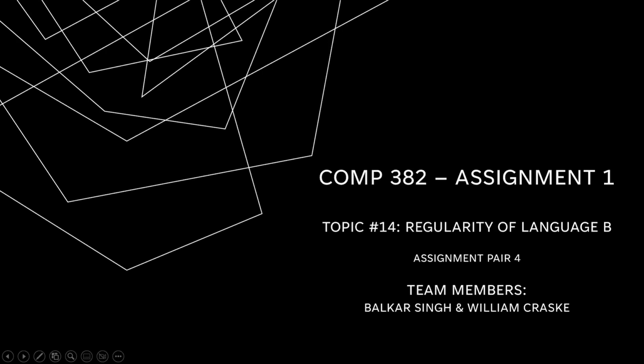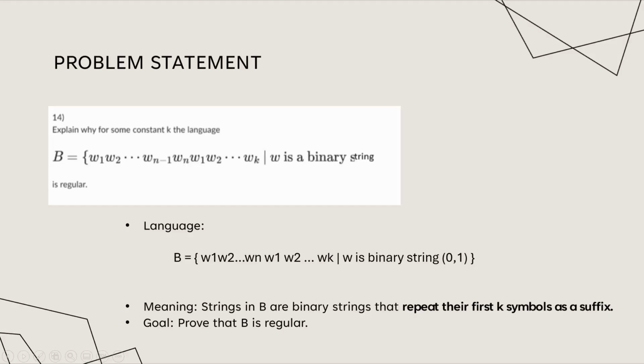Hi there. We examined topic 14, our question being: explain why, for some constant k, the language B, which is w1 to wn, then repeating the first k w inputs, where w is a binary string, is regular. To determine that for some constant k the language B is regular, we must first understand the expression.